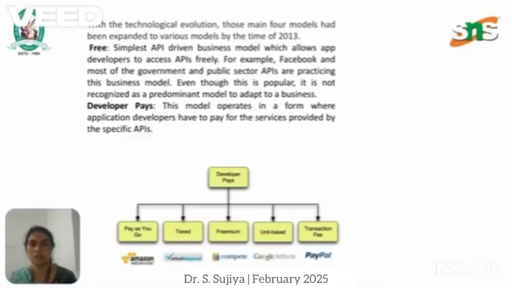That is the simplest API-driven business model, which allows app developers to access the API freely. For example, Facebook and most of the government and public sector APIs are practicing this business model. Even though this is popular, it is not recognized as a predominant model to adapt to the business. And next is the developers pay. This model operates in a form where application developers have to pay for the service provided by the specific API.